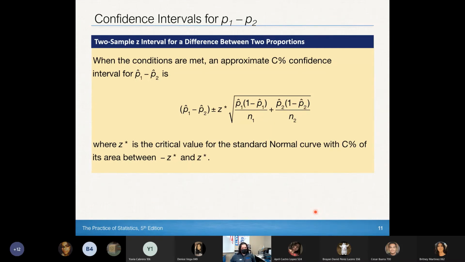And again, we find that Z star value by using table A. It depends on the confidence level, like the percent. We use that when we go into table A and follow that back out to the Z score that corresponds with that proportion. We'll see examples of this, not today, but next week. It will all make sense.